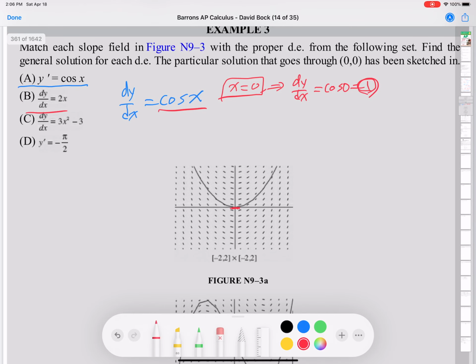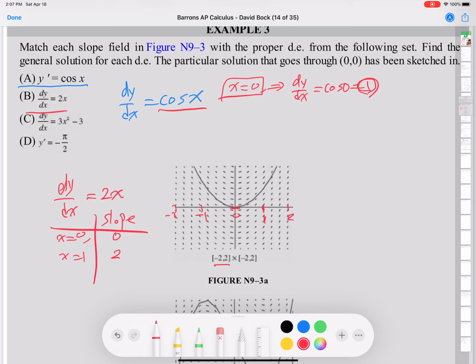B says what? dy over dx is equal to 2x. If x equals 0, the slope of the tangent line should be 0, since 2 times 0 is 0. If x equals 1, the slope is 2. It goes from negative 2 to 2, so negative 2, negative 1, 0. This point looks like 1, and this is 2. At x equals 1, the slope must be 2. Yes, it looks like 2.